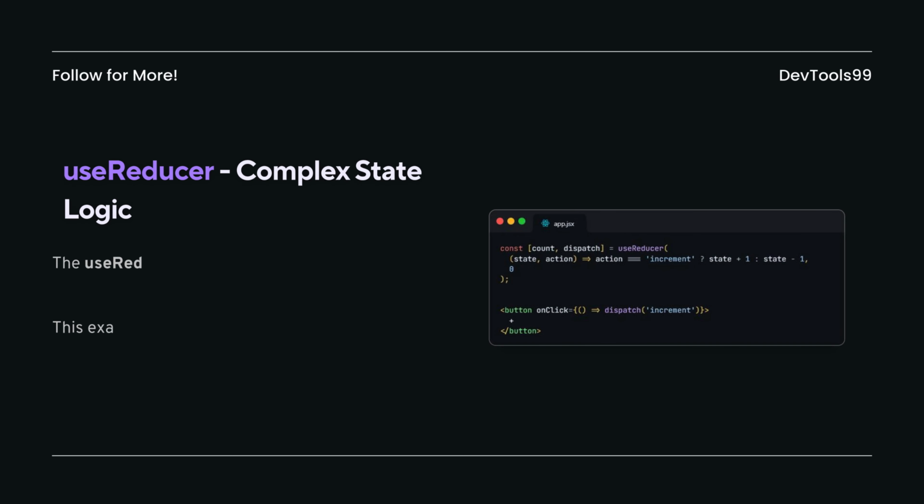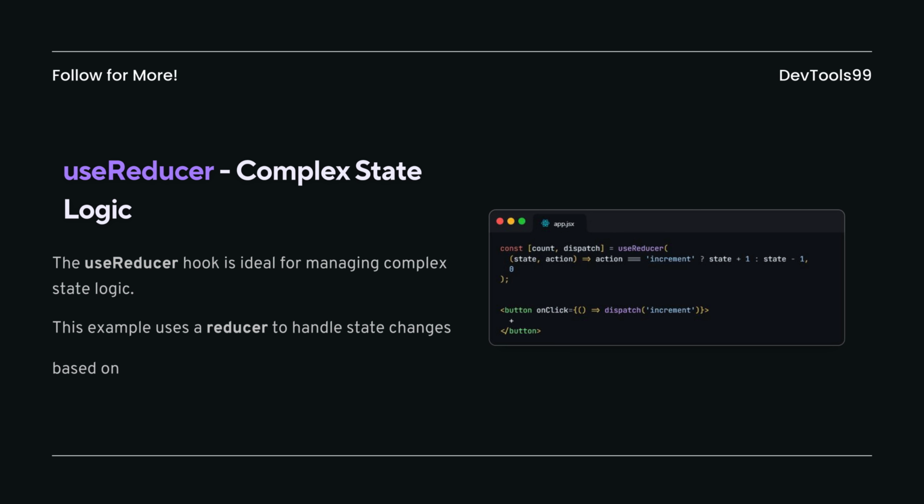4. useReducer, Complex State Logic. The useReducer hook in React is designed for managing complex state logic, especially when you have multiple state values that depend on each other or require more advanced updates. It works by using a reducer function, which takes the current state and an action and returns a new state. This makes it easier to handle complex state changes, like toggling multiple states or performing updates based on different conditions. It's often used in situations where useState might become cumbersome or difficult to maintain due to the complexity of the state logic.